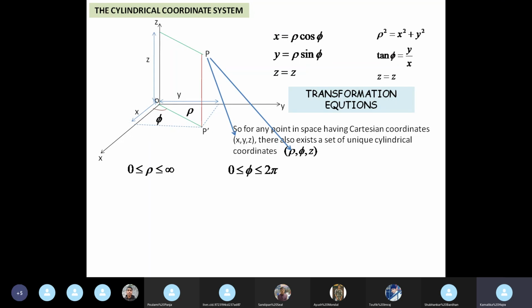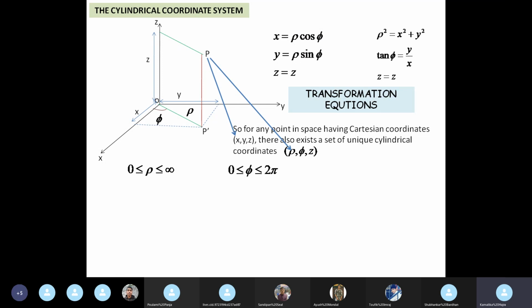The minimum value of phi is when this point P prime will lie on the x-axis. Then phi is 0, and the maximum value of phi is when again it lies on the x-axis, but it had taken a complete turn around the z-axis. So the value of phi can be anywhere between 0 and 2 pi. Minimum value is 0 and maximum value is when you come back to the x-axis anti-clockwise, and it is 2 pi.